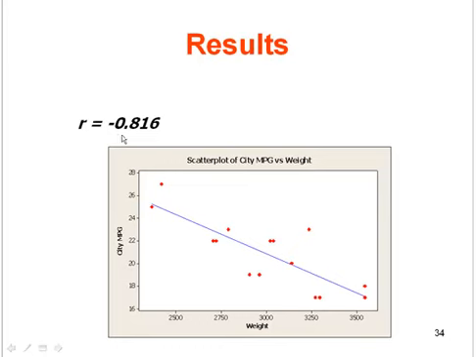StatCrunch reports r to be a negative 0.816, which is rather close to negative 1, so that indicates there is in fact a strong negative association between weight and city miles per gallon, as evidenced from the scatter diagram.